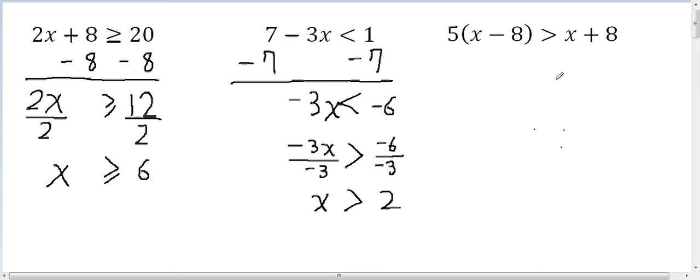Finally, we are given the inequality 5 multiplied by the difference x minus 8 is greater than the sum x plus 8. Let's first use the distributive property to multiply out the left-hand side. Five times x is 5x, and 5 times minus 8 is minus 40.